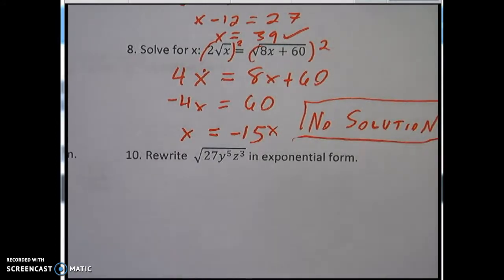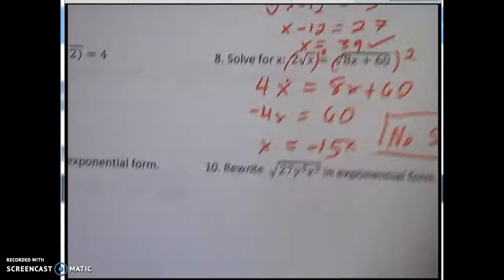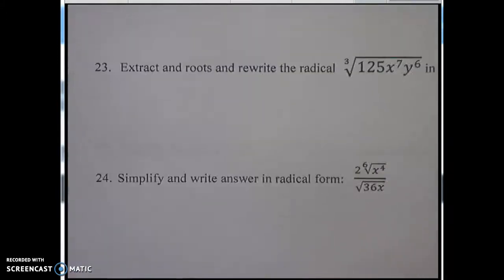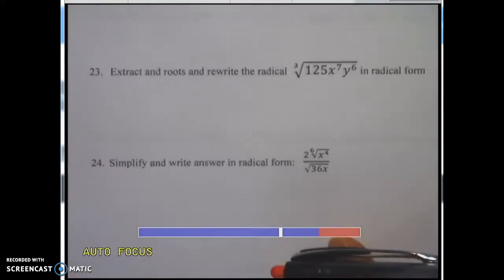So if you were to graph it, you wouldn't actually see it cross on your calculator. So we'll just go ahead and call that no solution, because we got an i when we tried to check it. The next one I'd like to talk about is number 23. And you've probably noticed that there are 2 number 23s. I'd like to talk about the second number 23.